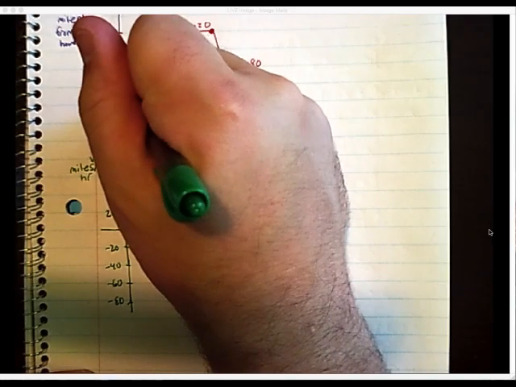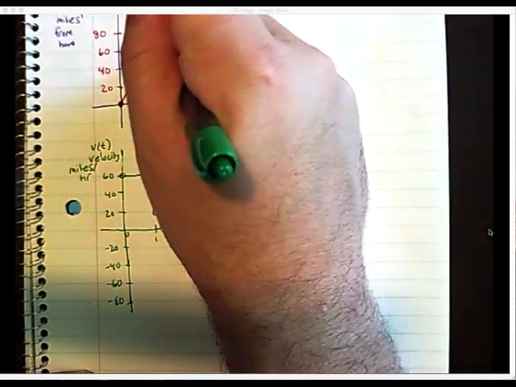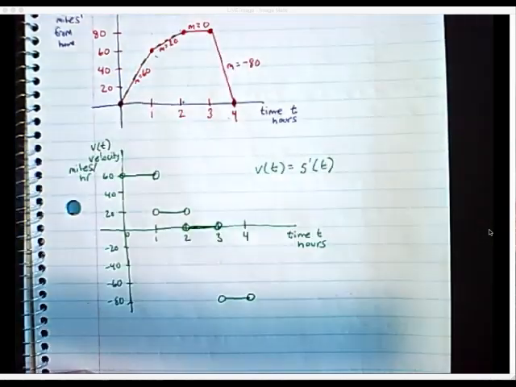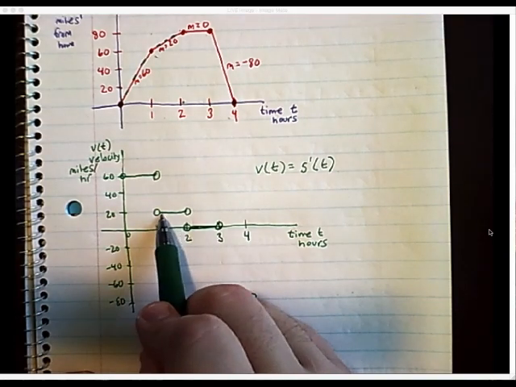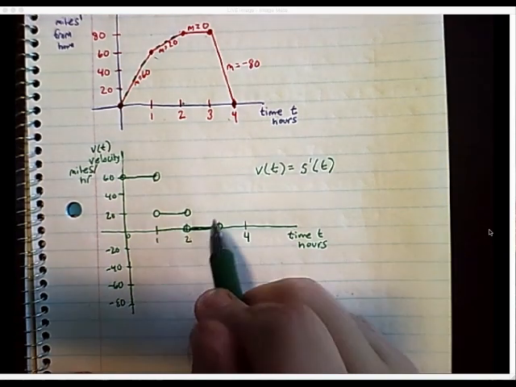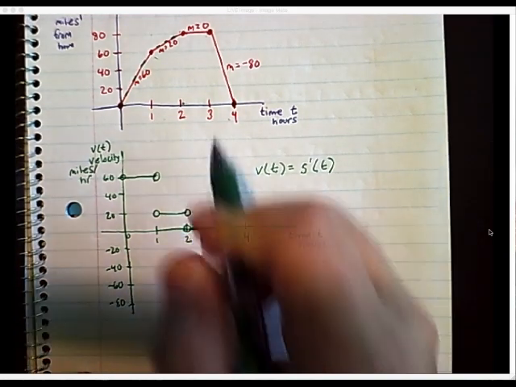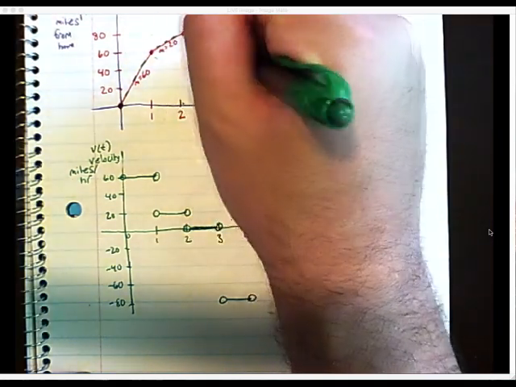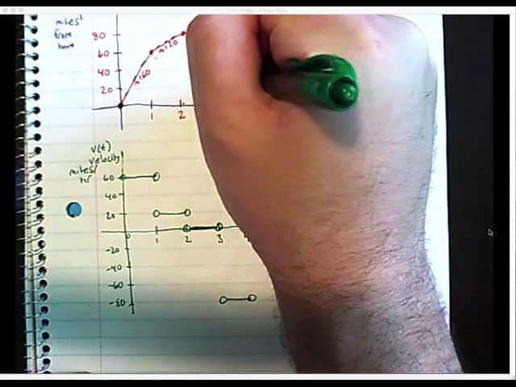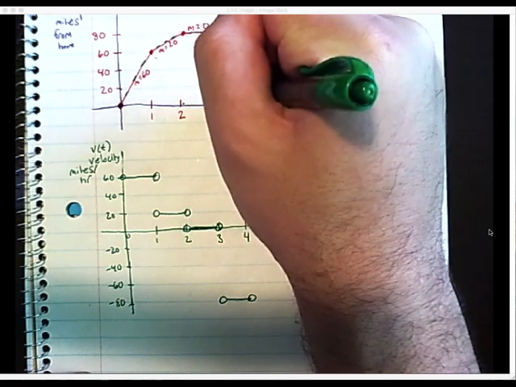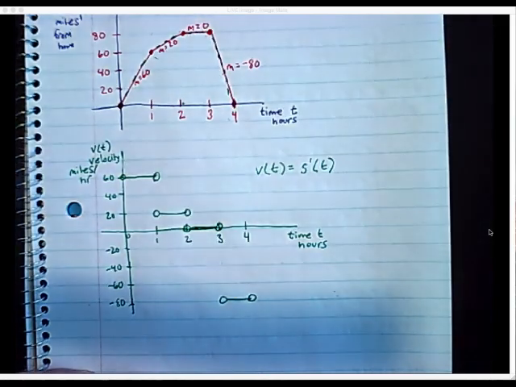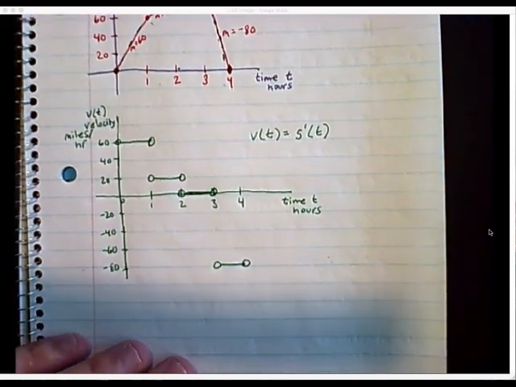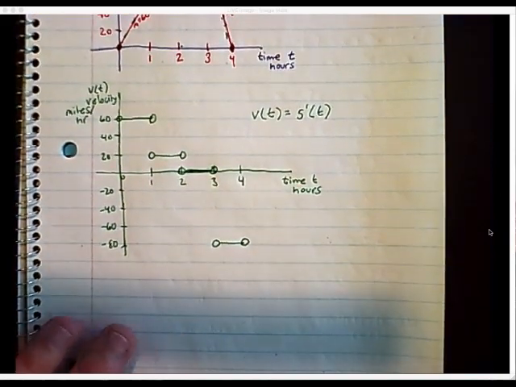If I drew in tangent lines in this little part, the tangent lines always have a slope of 20. So that's why all these values are 20. All these slopes of the tangent line here would be 0. And if I drew in tangent lines anywhere along that last hour, the slopes of all those tangent lines would be negative 80. So that's a velocity graph.